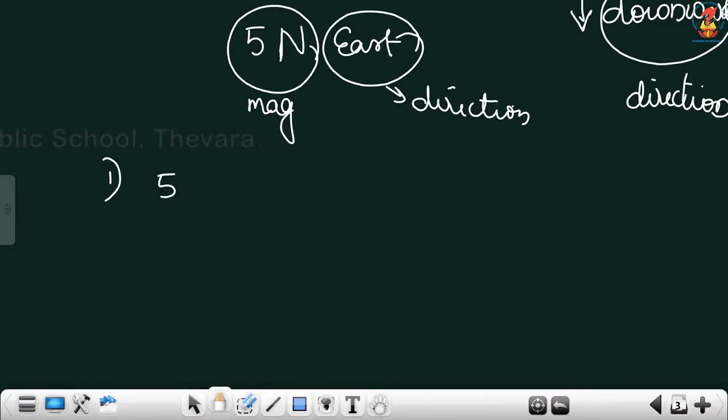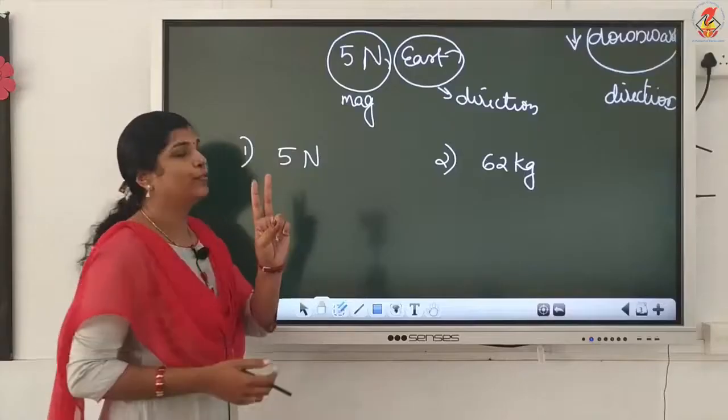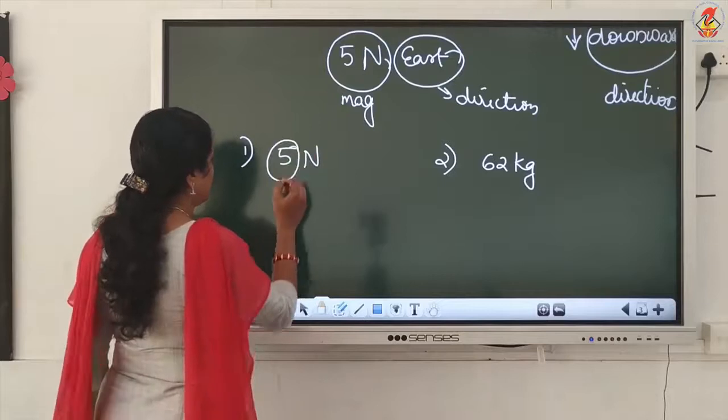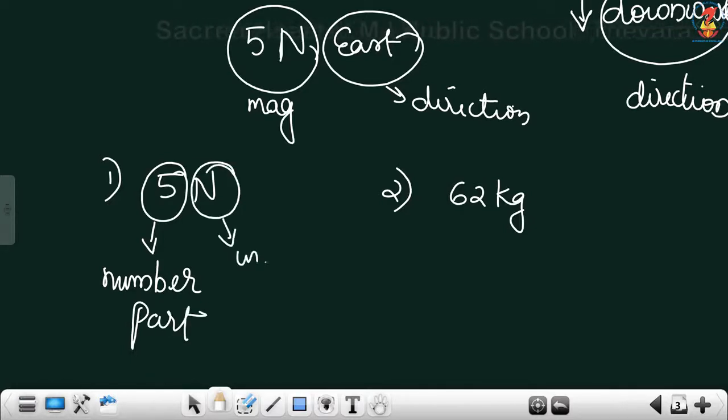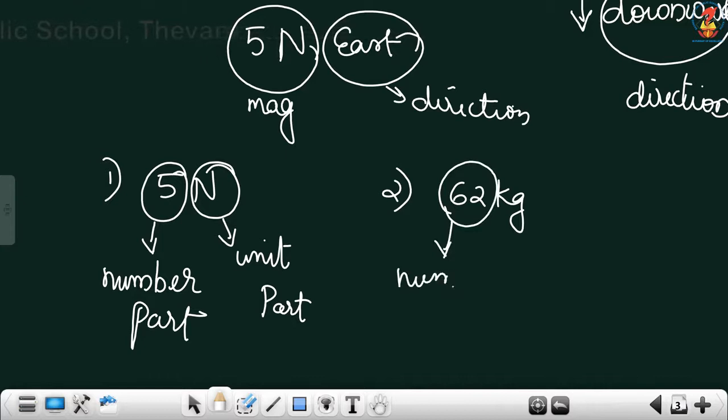So, in the first example I wrote 5 Newton. The second one I wrote 62 kg. I am considering only the magnitude portion here. This portion consists of two parts. This one is a number part, and this portion is the unit. Here, this one is a number part, and this one is a unit.